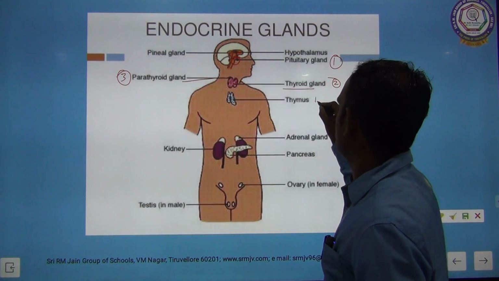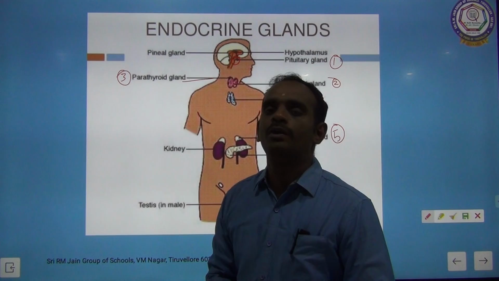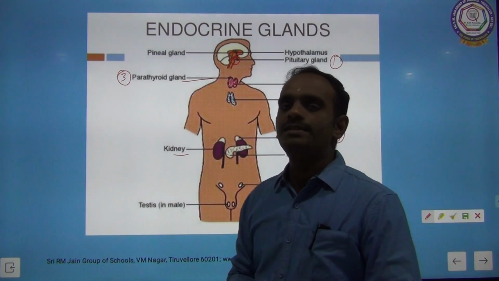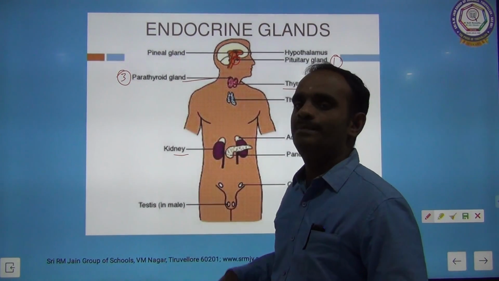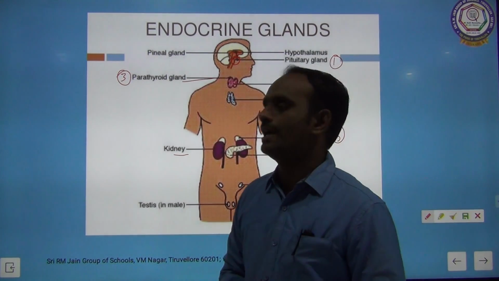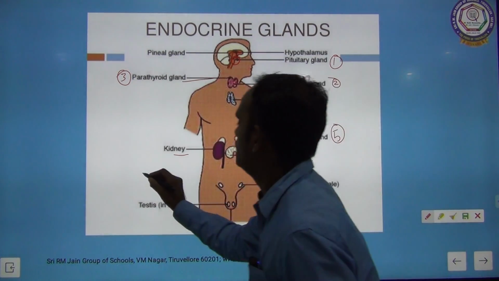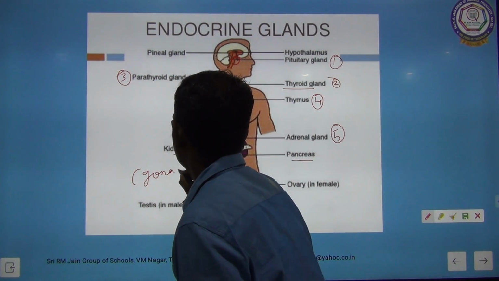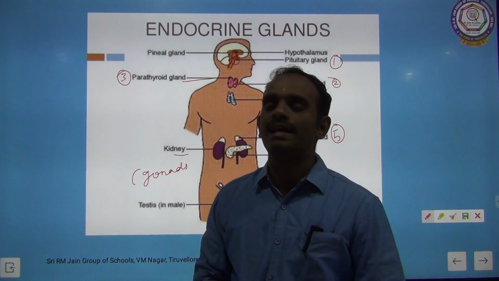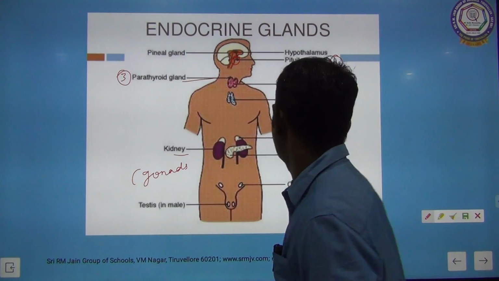Fourth one, thymus. Fifth one, adrenal gland. Adrenal gland is located on the anterior part of the kidney. This is kidney. It is a bean shaped organ located in the abdominal region. So the anterior part of the kidney comprises the adrenal gland, and then pancreas, and then gonads. That means testes and ovaries. So these are the various endocrine glands present in different parts of the body in animals as well as in human beings.